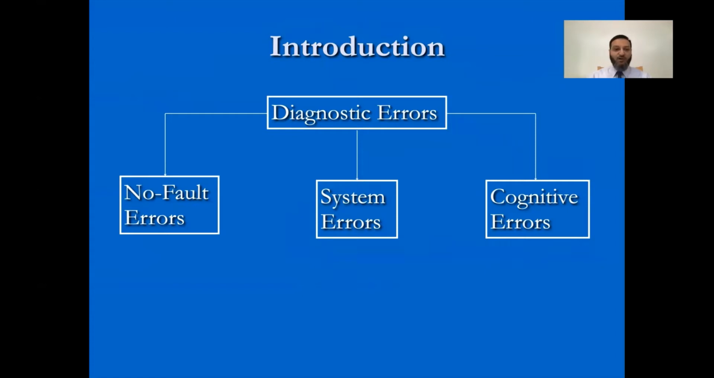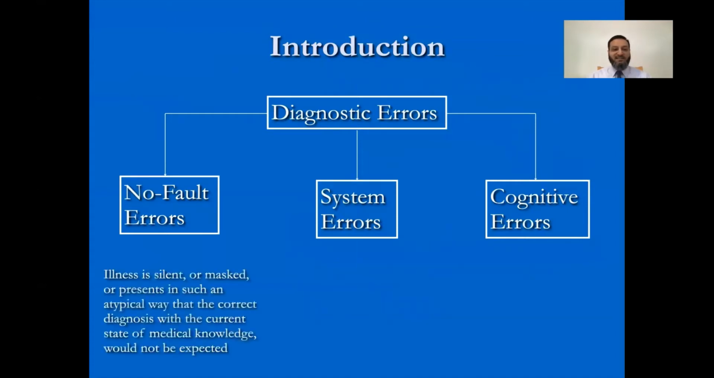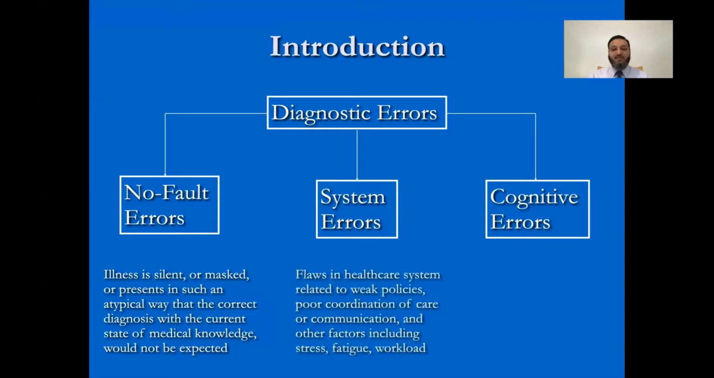So when it comes to no-fault errors, basically what that means is that the illness is silent or masked or presents in such an atypical way that the correct diagnosis with the current state of medical knowledge would not be expected. System errors means that there are flaws in the healthcare system related to weak policies, poor coordination of care or communication, and other factors, including stress, fatigue, and workload. Cognitive errors are a misdiagnosis from inadequate knowledge, faulty data gathering, or inaccurate diagnostic reasoning.